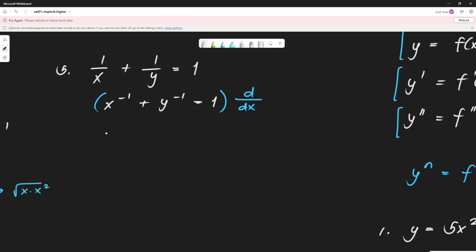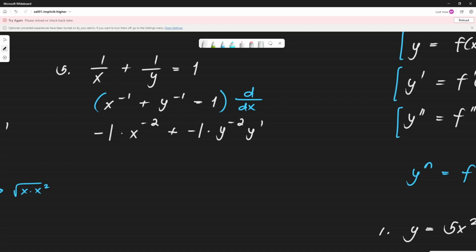So, we have negative 1 times x raised to negative 2. Diba? Kasi negative 1 minus 1 is negative 2. Then, we have plus negative 1 times y raised to negative 2 y prime. Okay, so sir, paano nyo nakukuha yan?